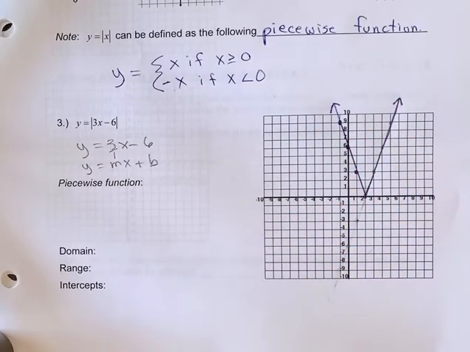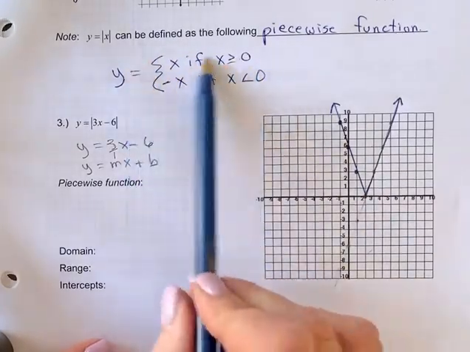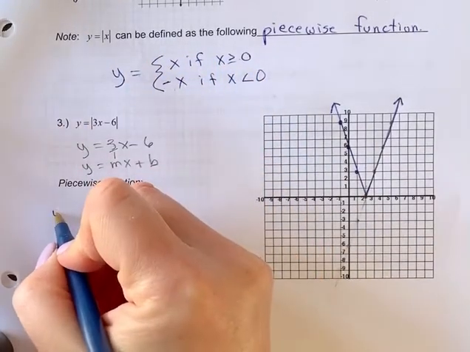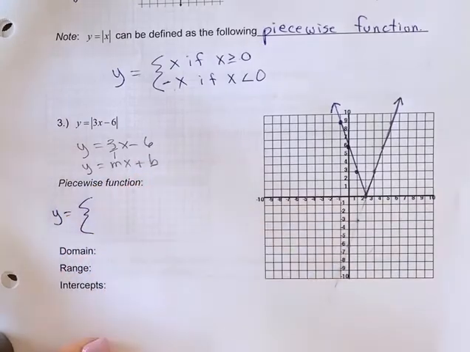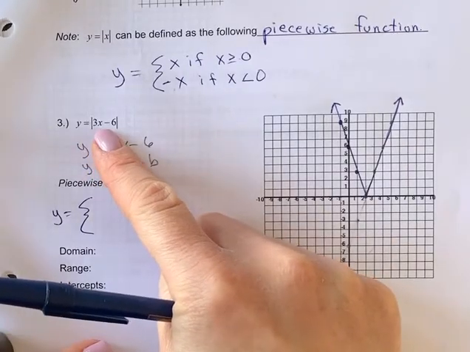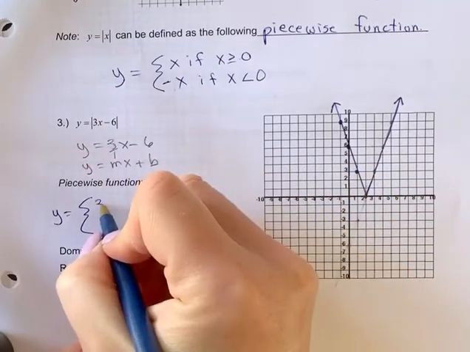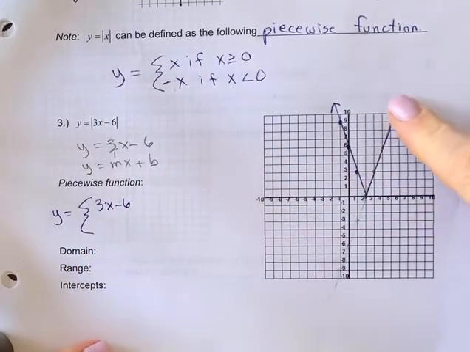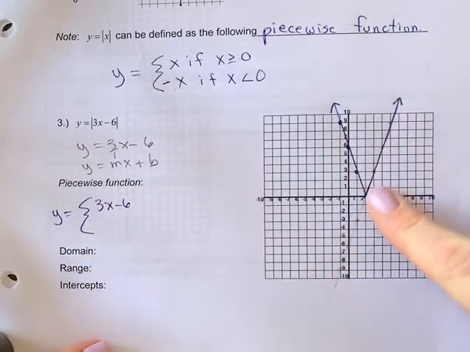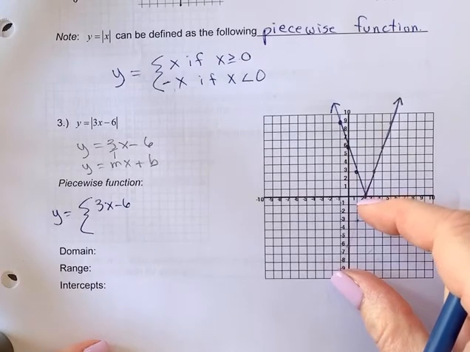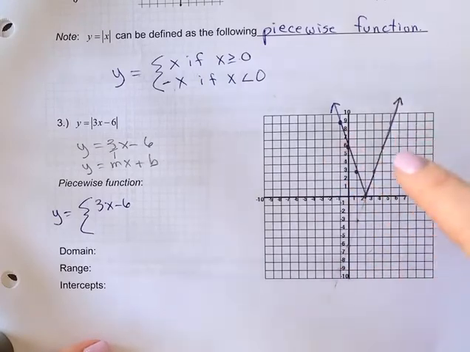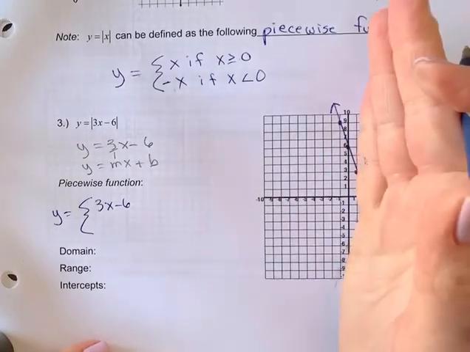Okay, let's look at the piecewise function. So the piecewise function is this general rule here. You're always going to say y equals and open up that one bracket. So you start with what your original graph was. The first thing we graphed was 3x minus 6. We look at 3x minus 6, which was this graph on the right-hand side of the V. But I erased everything below the x-axis. So it's 3x minus 6, but only to the right of the V.